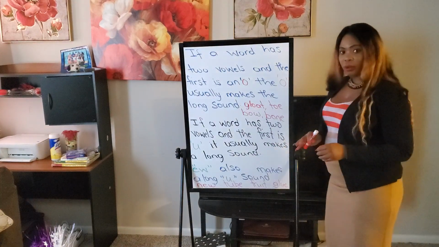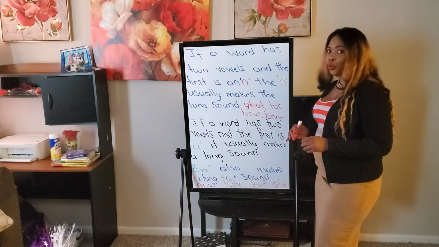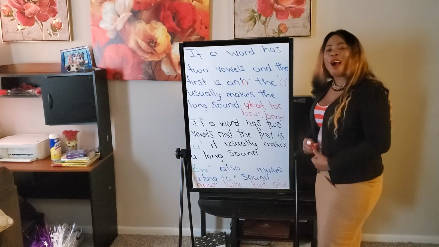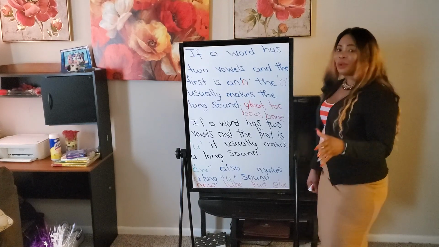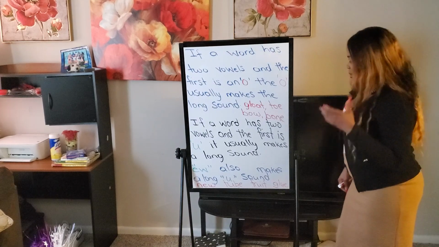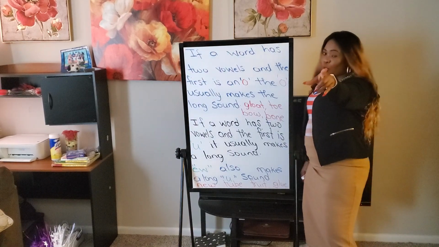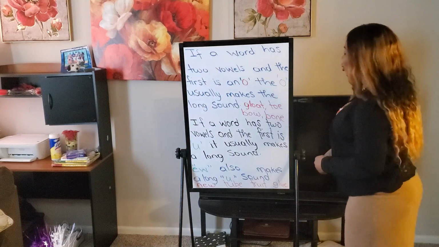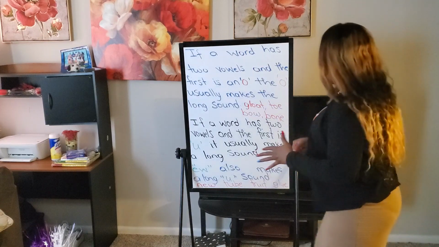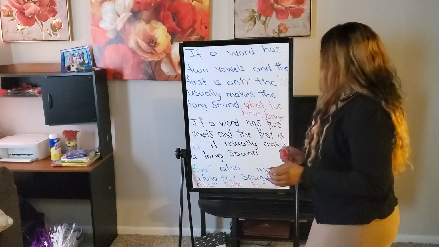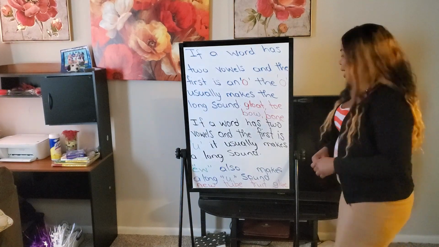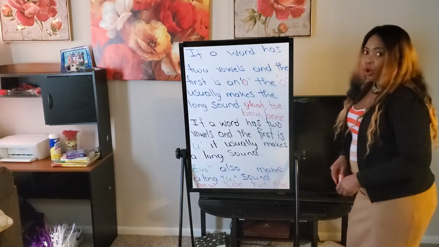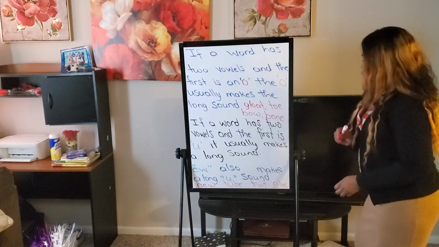So EW, U. It also gives the long U sound. So don't forget. I am talking to you. Please don't forget. So here goes. Again for the rule. If a word has two vowels and the first is U, it usually makes a long U sound. And EW also gives you the long U sound.